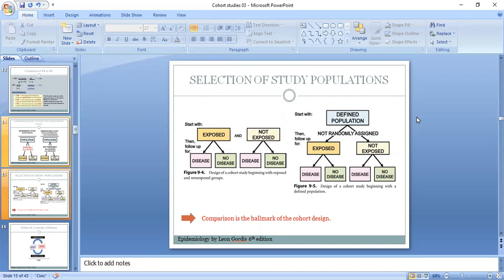He takes histories from the defined population, or takes laboratory investigations or some other measures to find out who are exposed to certain risk factors or not exposed, and then follows up over time to see the development of disease or not. But the comparison, in both of these selections of study population, is the hallmark of cohort study.